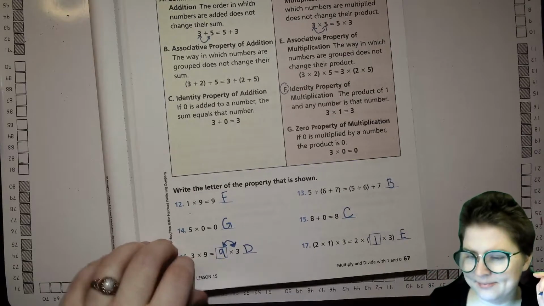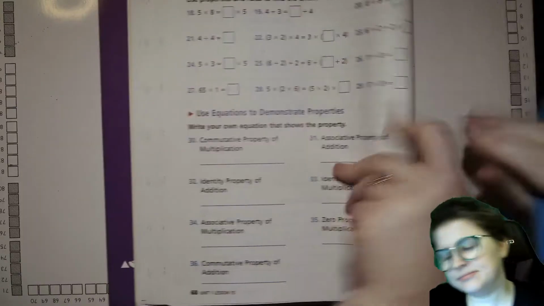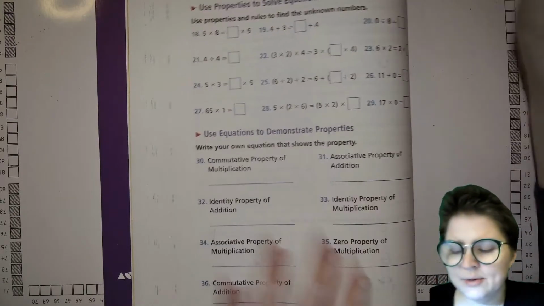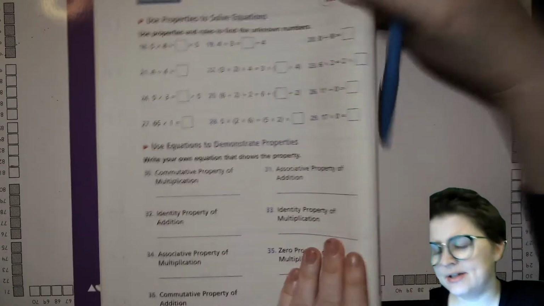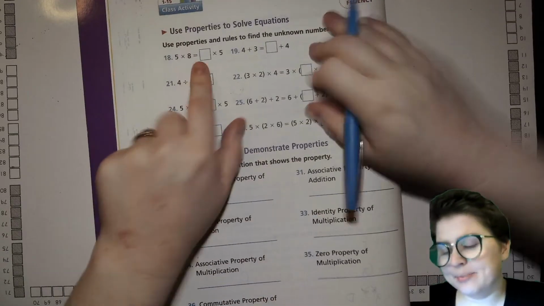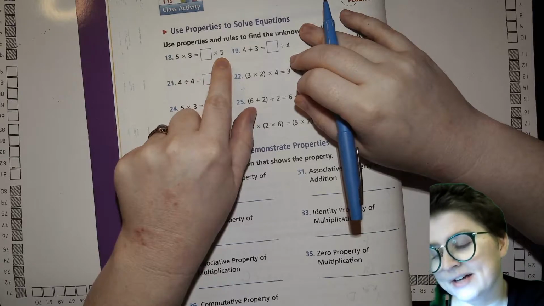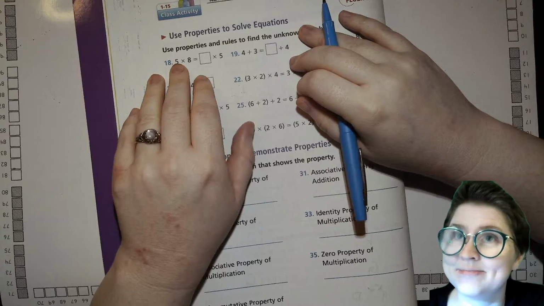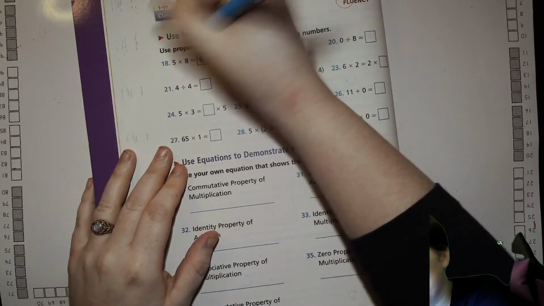Okay. Let's turn that page. So we're going to find these unknown numbers or these missing numbers using our knowledge of properties. So 5 times 8 equals what times 5? Now we're not putting the answer to 5 times 8 there. We're finding out what you would multiply by 5 to equal 5 times 8. So what do you think? 8, right? That's just saying 5 times 8 equals 8 times 5.